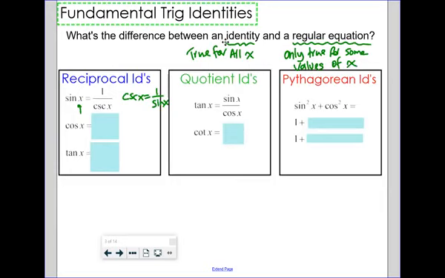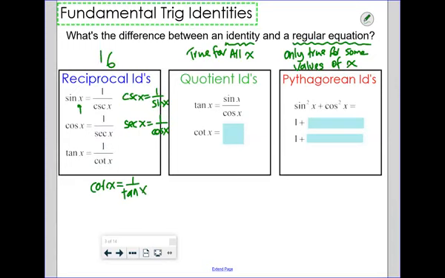Okay? So our other reciprocal identities, write these down, you need to memorize them. Cosecant is the reciprocal of secant, so cosecant of x equals 1 over the secant of x, which also tells us that the secant of x is 1 over the cosine of x. Tangent of x is the reciprocal of cotangent, so this gives us another identity. The cotangent of x is 1 over the tangent of x. So we have 6 reciprocal identities. 1, 2, 3, 4, 5, 6.